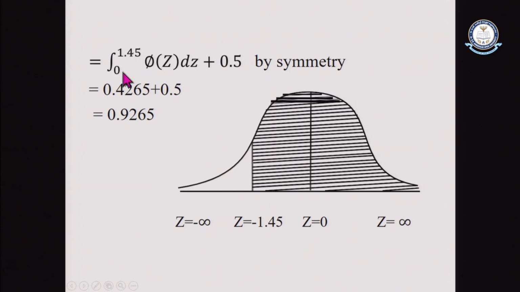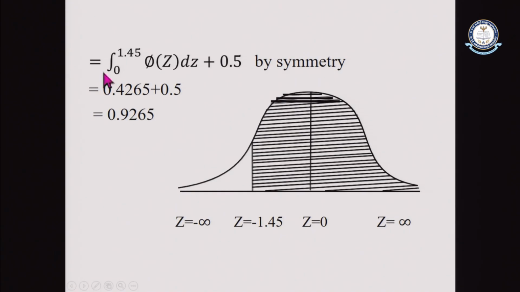Again, I can apply the symmetry. Earlier the minus was in the lower limit, so the lower limit value is converted to the upper limit also, according to the symmetric property. By applying the symmetric property, my integral is 0 to 1.45 of phi Z into dz, plus 0.5. So my total value is 0.4265 from the table, plus 0.5, adding this total. So the value I would like to calculate is here to here, the total shaded area.